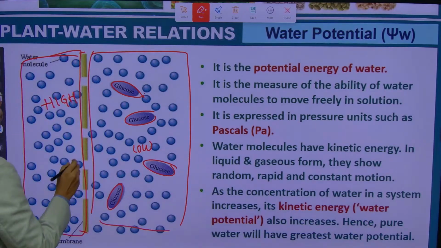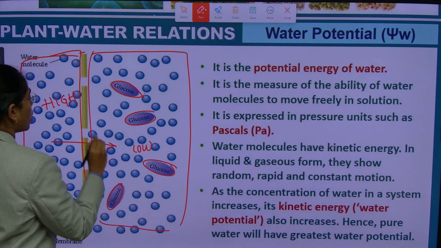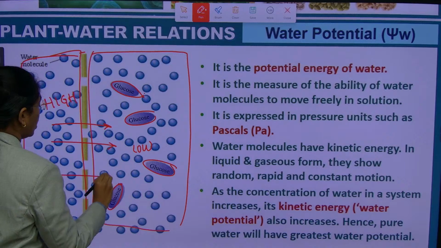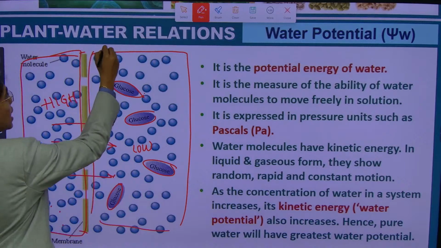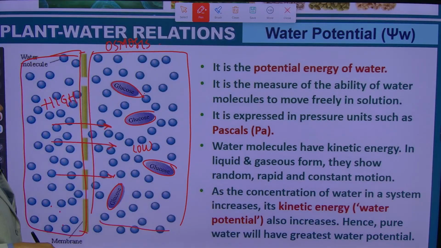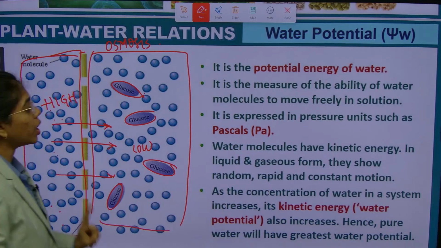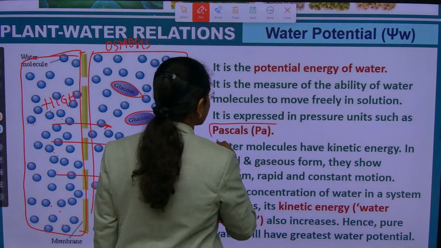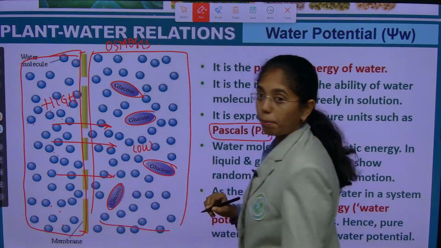The movement of water molecules from high water potential to low water potential across a membrane is addressed as osmosis. Clear here? So, this is addressed as what? Water potential, the free movement of water, or kinetic energy, potential energy of water is addressed as water potential, and it is measured in the units. Those units are what? Pascals. It is measured in pascals.